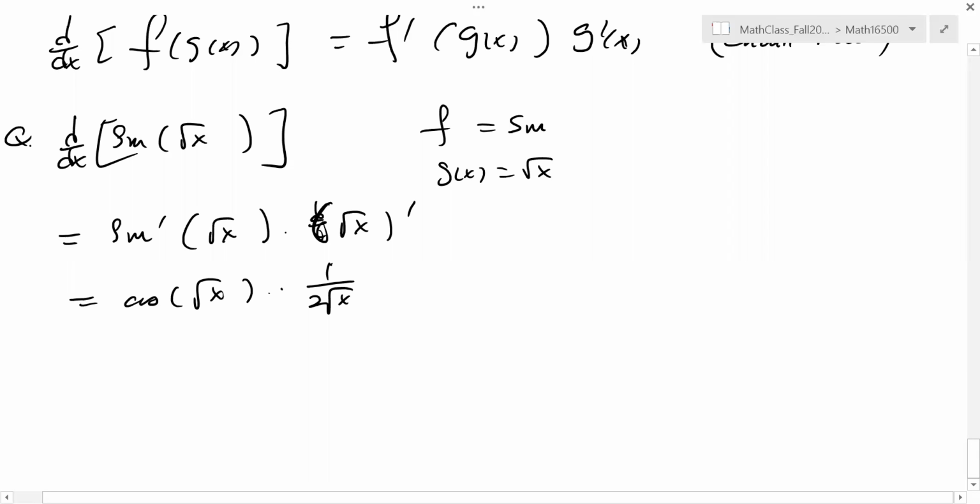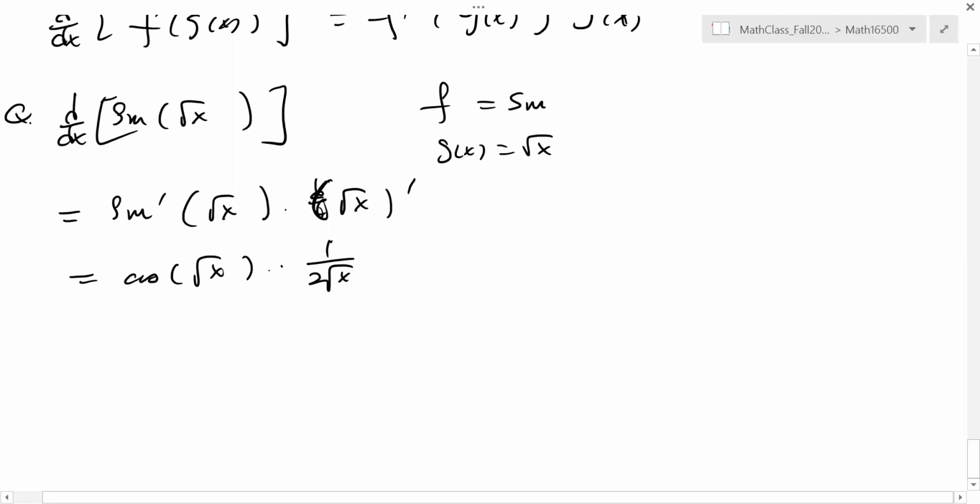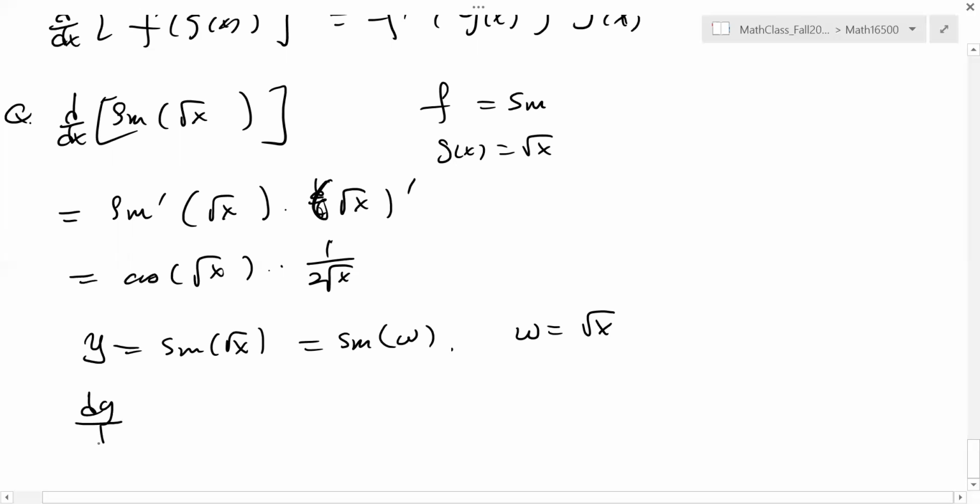Now, if you don't want to use this, just use a variable, right? How to do that? Well, this is actually pretty complicated. You have to say y equals sine w, and w is going to be square root x. Okay? So you have to find the derivative of y with respect to x, and that is the derivative of y with respect to w times w with respect to x.